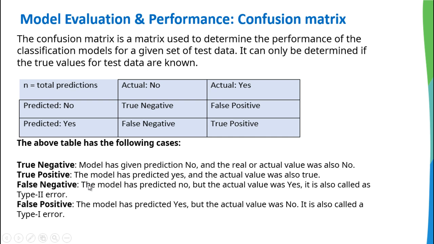And the false negative means the model has predicted no, but the actual value was yes. It is also called a type 2 error. So the model is saying no, but the actual value is yes. We call it false negative. And the false positive means the model has predicted yes, but the actual value is no. It is called a type 1 error as well. So these are the 4 things we need to understand to check our performance.